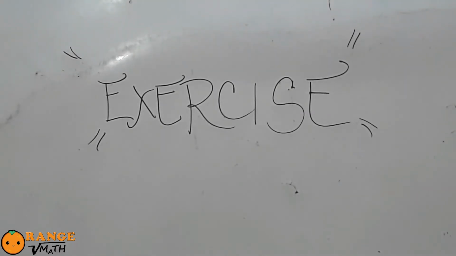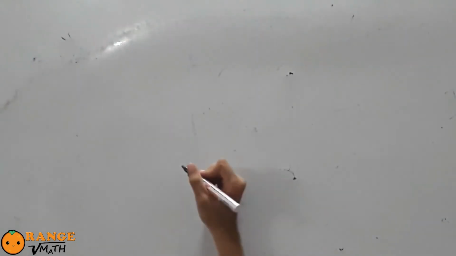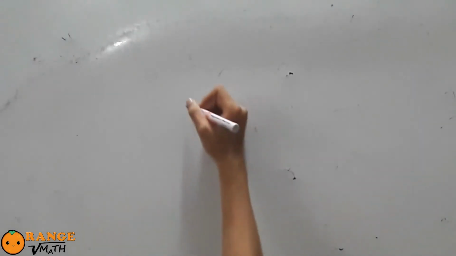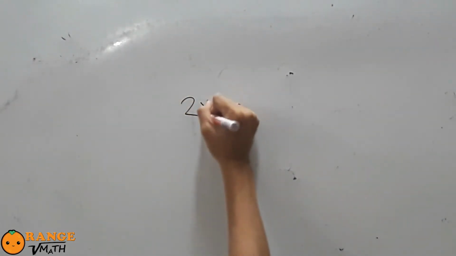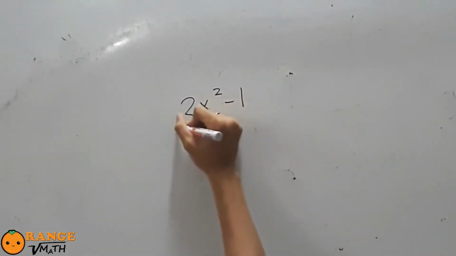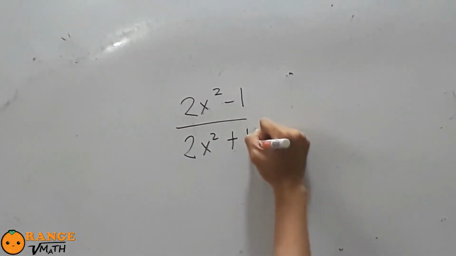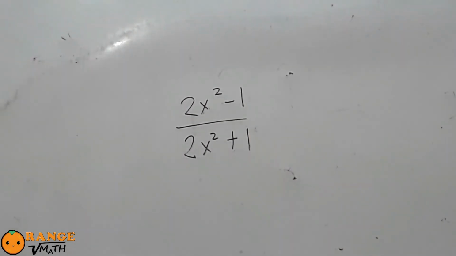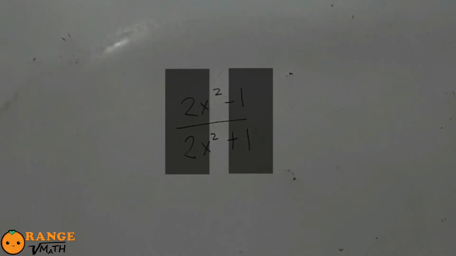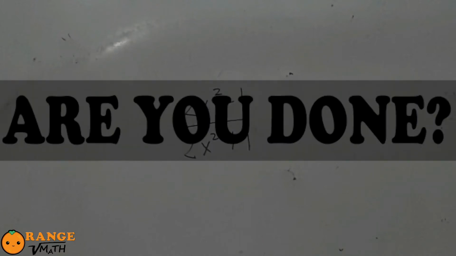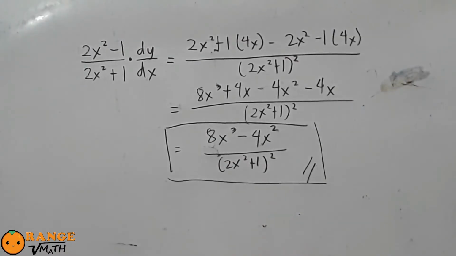Now, it's time to exercise your brilliant minds. Here's the problem for you to solve. 2x squared minus 1 over 2x squared plus 1. It's time for you to pause the video. Are you done solving for the answer? If you have this solution, well, you're correct.